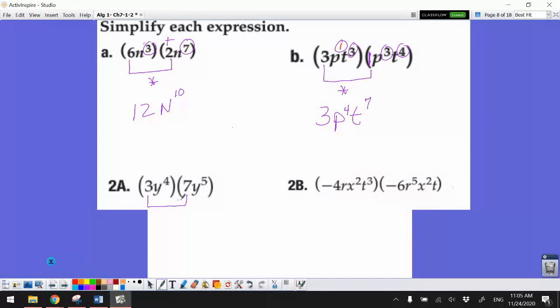Okay, let's see how you did. 7 times 3 is 21. 4 plus 5 is 9, so 21 y to the 9th. Negative 4 times negative 6, that's a positive 24. Negative times negative is positive. My r's, remember that's a 1, and 1 and 5 is going to give me a 6. How about my x's? 2 and 2 is 4. And a 3 and a 1, that's going to give me t to the 4th.